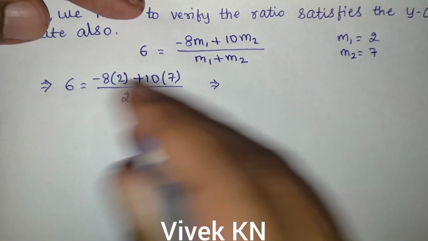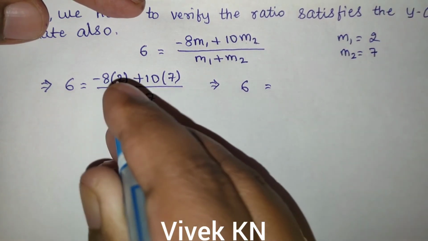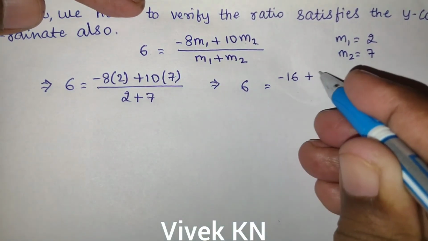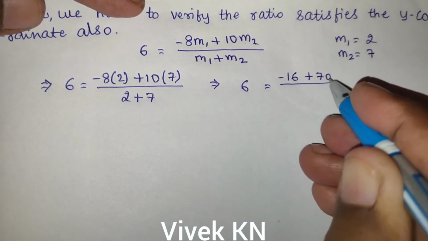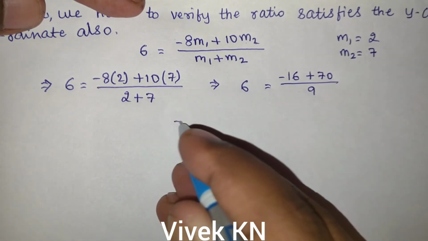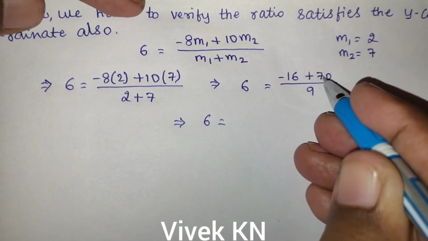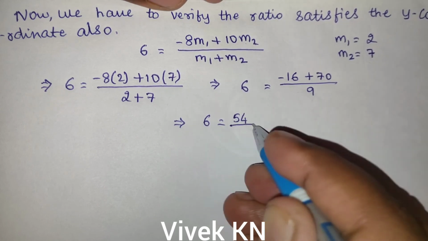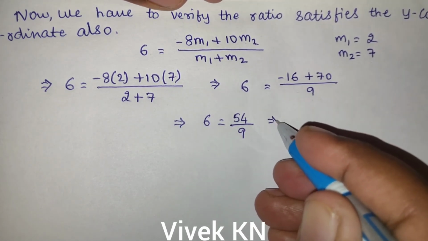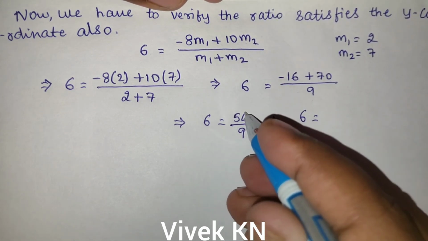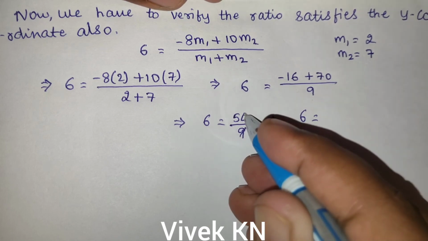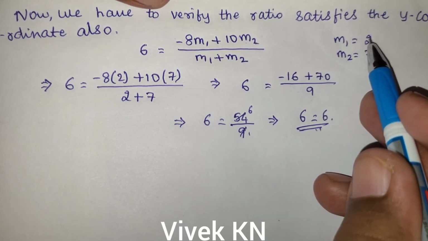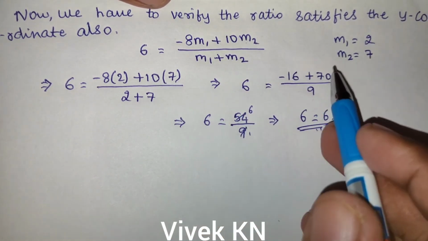This implies 6 is equal to minus 8 into 2 is minus 16, plus 10 into 7 is 70, divided by 2 plus 7 is 9. That is, 6 is equal to 70 minus 16 is 54 divided by 9. This implies 6 is equal to, when we divide 54 by 9 we get 6 as the answer. Thus the ratio 2:7 satisfies the y coordinate also.